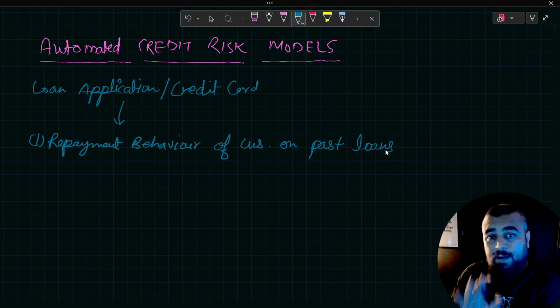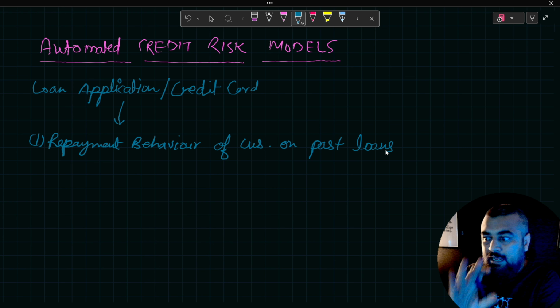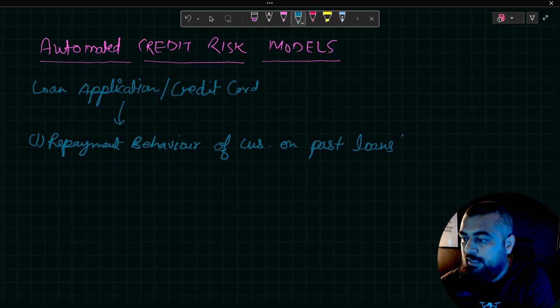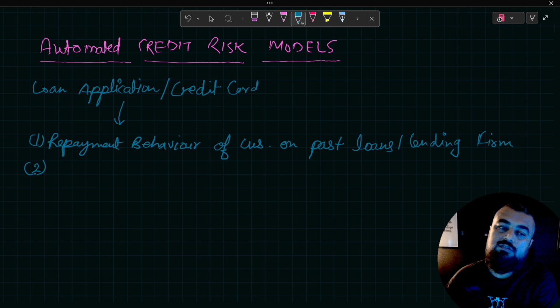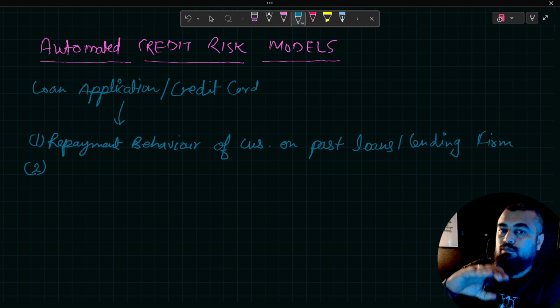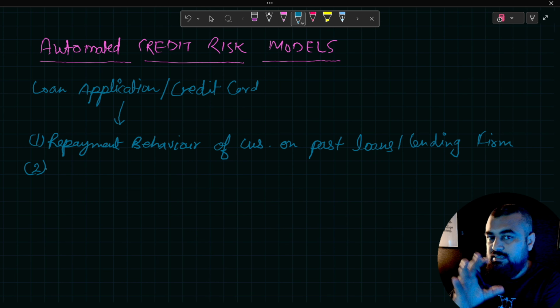Not only on the past loans, we also check if they have borrowed some money from any lending firms, and whether they have paid that or not. So as an analyst we will also check the lending firm history of this particular customer, because they can take a loan not directly from a bank but from an NBFC or small finance companies, right? Now this is step number one. In this there are some sub steps.